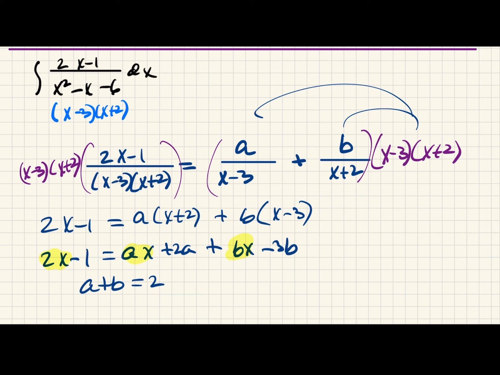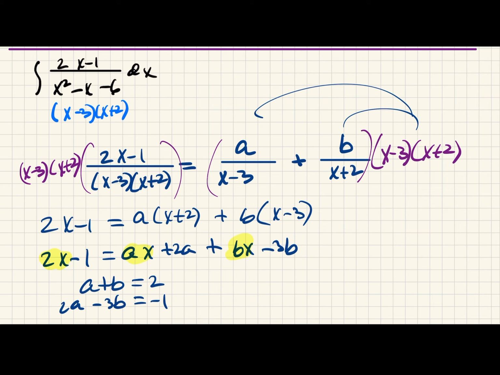Because if they add to anything else, then the left side's not equal to the right side, right? Now, I also see that I have a constant on the left, -1, and some constants on the right. So I also know that 2a minus 3b would have to be equal to -1. Everybody doing good so far? And now I have a system of equations.